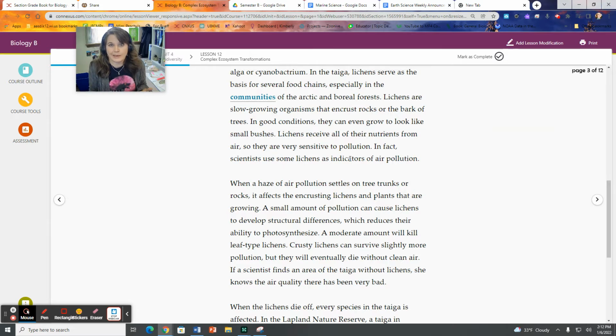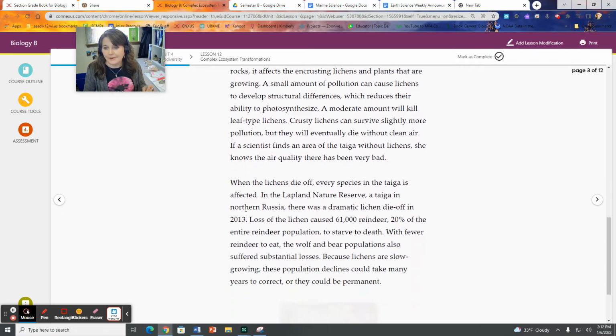Generally, if there's a problem and it's not remedied, that problem starts to affect other organisms in that ecosystem as well. But the indicators are the first affected. So it's a good time to act when we start seeing effects on indicators. So these lichens, they start to die off. Well, they provide food for a lot of organisms.